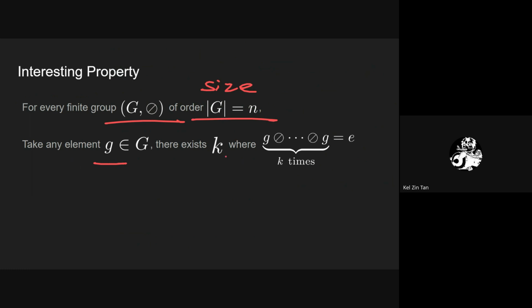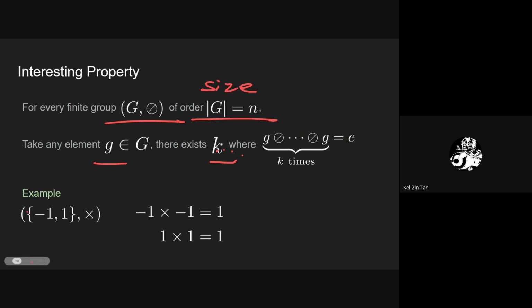What we are claiming now is that there exists an element k such that when I slash g with itself k times, I'll get back the identity element e. For example, in the case of this -1 and 1 group, if I repeatedly do the operation on -1, then I will somehow get back the element 1. Obviously, this will also be the case for 1.